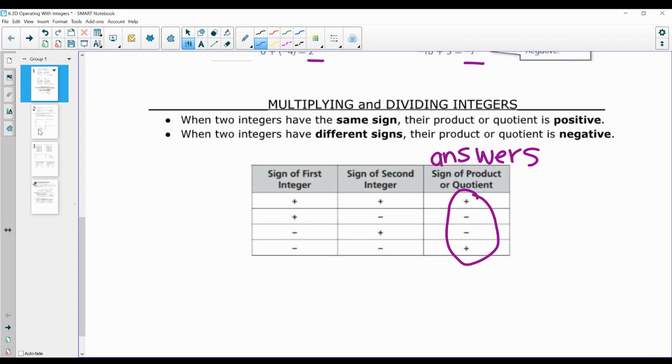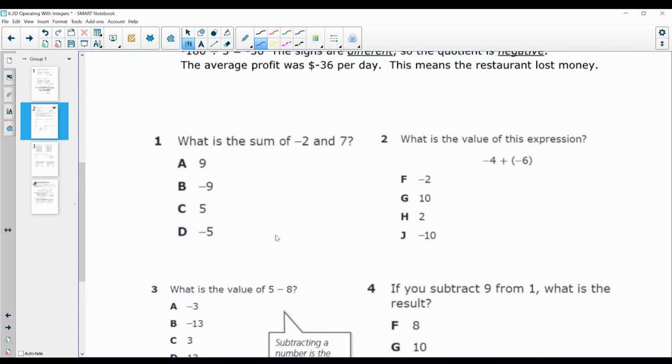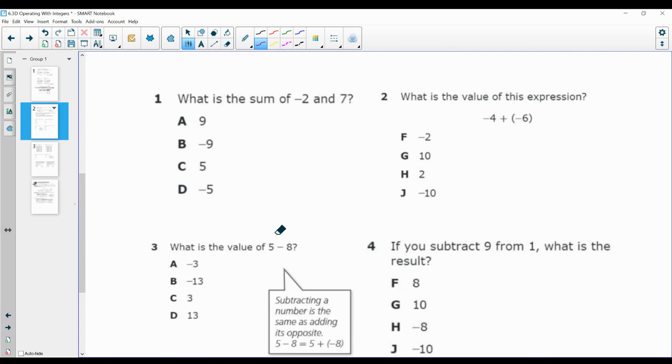Let me go over the questions. On question number 1, for your assignment, what is the sum of -2 and 7? You're going to have to put -2 plus 7. You're going to check if you have more negatives or more positives. Then you're going to be subtracting, because they're different signs.